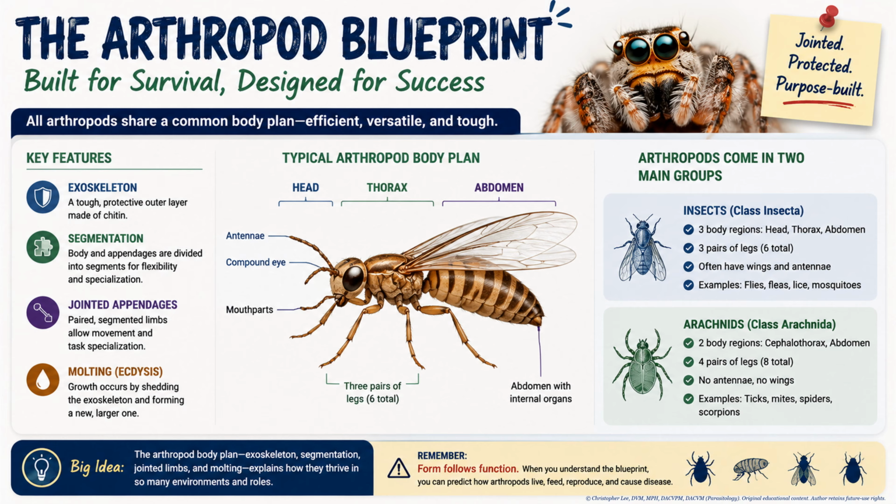They allow walking, jumping, clinging, feeding, piercing, cutting, or attaching. When we look at fleas, ticks, lice, and mites, we are really looking at body parts that have been modified for particular jobs. This is where the phrase form follows function becomes useful. If we understand the blueprint, we can predict how the arthropod lives, feeds, reproduces, transmits pathogens, or causes disease.